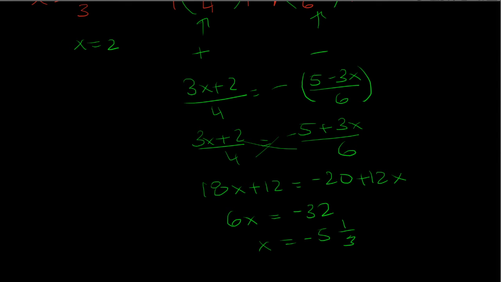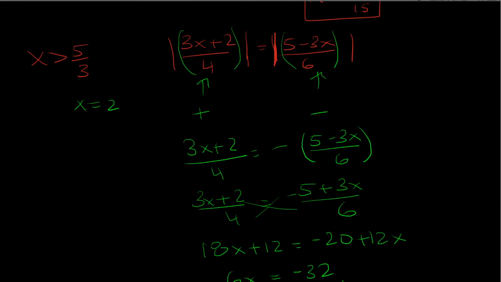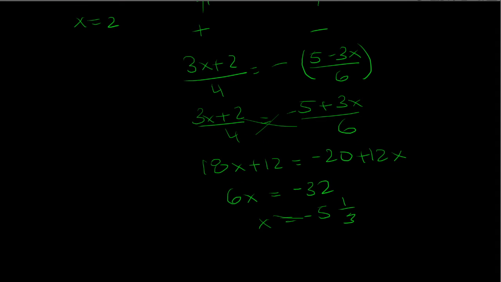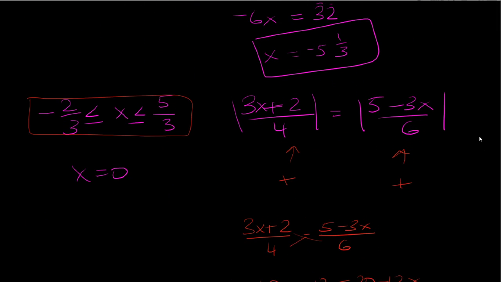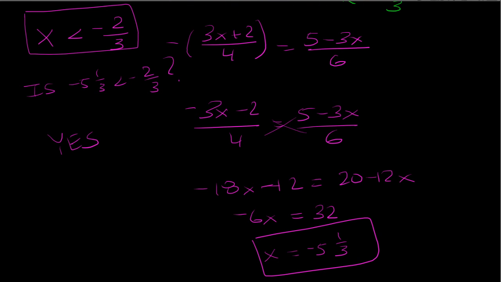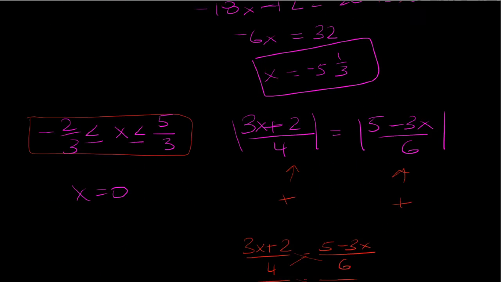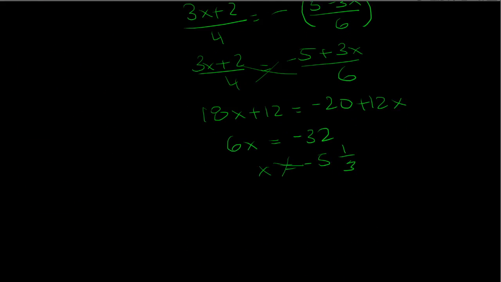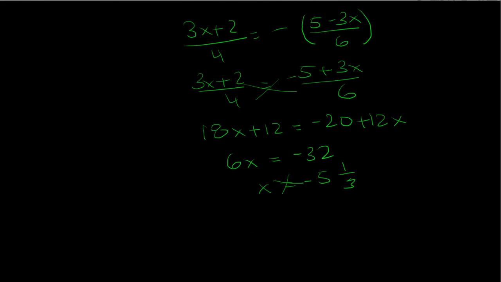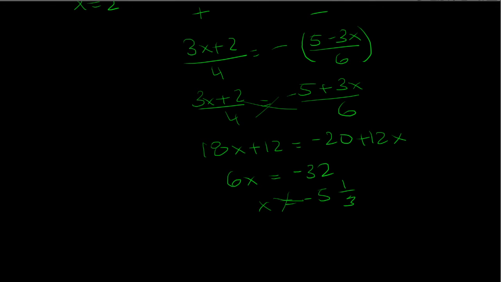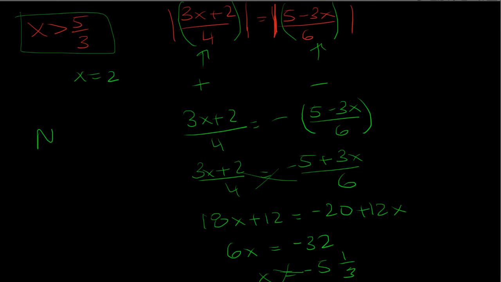Notice this was a previous answer, but negative 5 and 1/3 is not bigger than 5/3. So we're going to disregard this solution for this case, but we're going to keep it for the first case, because it works for that case. For the third case, because negative 5 and 1/3 was not in that interval, we're going to disregard it. So for case 3, there's no solution.